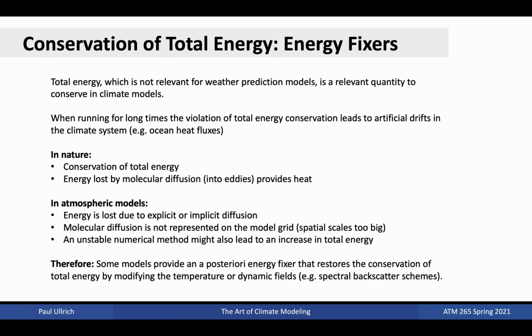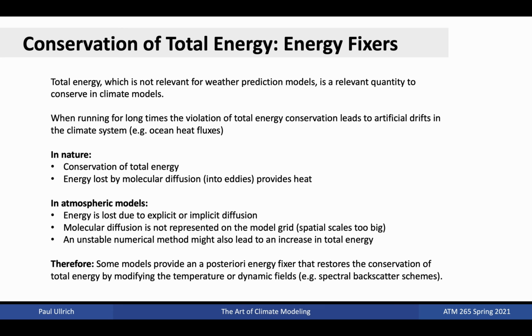Because total energy conservation is important on climatic timescales, climate models also employ energy fixers to deal with energy loss in the model. Energy loss is far more common in climate models because energy is usually not a predicted variable, and because any of the forms of dissipation discussed in this lecture can lead to energy loss. Violations of energy conservation can lead to artificial drifts in the climate system, such as changes in ocean heat fluxes.